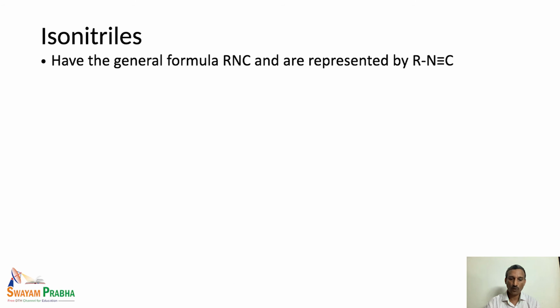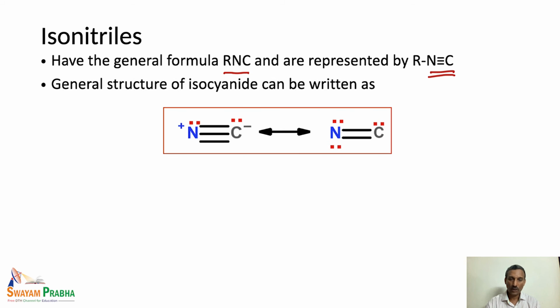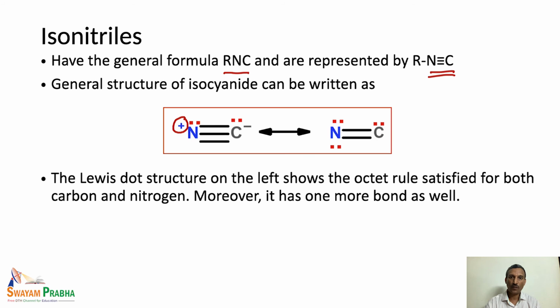They have the general formula R-NC, as we have seen, represented by a nitrogen-carbon triple bond. Similar to the cyanide, here also we will look at the general structure for the isocyanide. The isocyanide can be written as shown here. Here the nitrogen has a positive charge. Looking at the Lewis structure, the carbon has a negative charge, that is 2 electrons are present on this carbon, and there are 3 bonds. So, 3 bonds give 6 electrons, and 2 electrons from the negative charge.